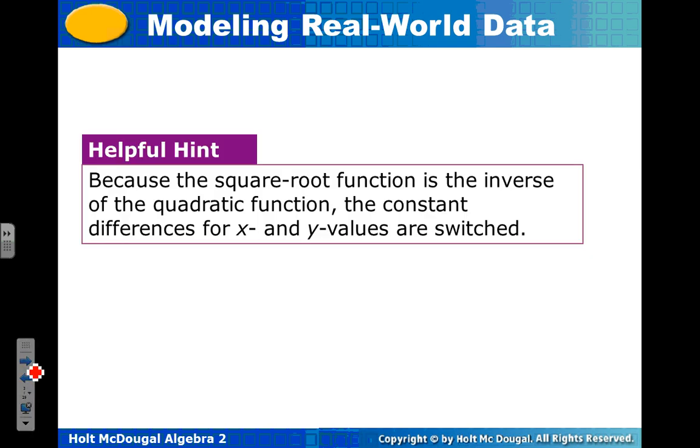Because the square root function is the inverse of the quadratic function, the constant differences for the x's and y's are switched. Inverse means opposite. If you had a quadratic, it's the second difference for the y's. With the square root function, which is that inverse, it's the second difference for the x values.